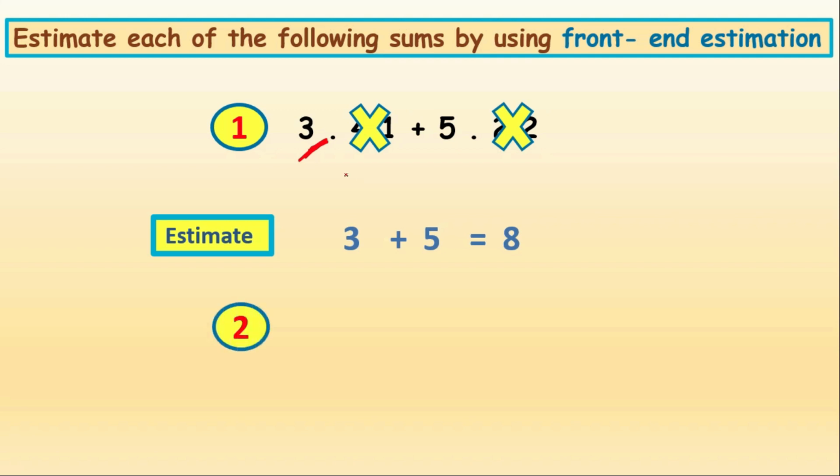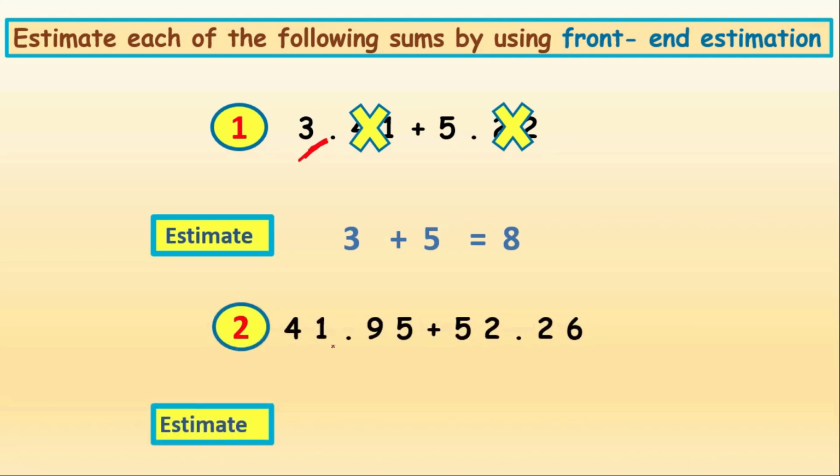The next example, estimate 41.95 plus 52.26. The first number, 41.95. Look at the first digit, which is 4. Write 4 without a change, and then replace the other digits with 0. We have only 1 digit in the whole part, so write 4 and 0. It will be 40. And then cancel all decimals, because replaced by 0 means no value.